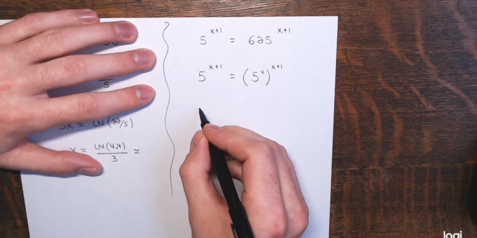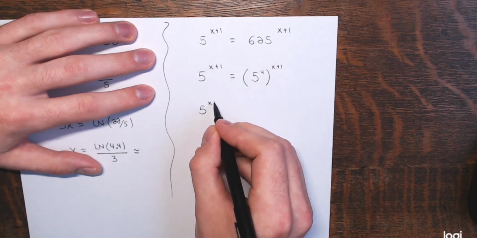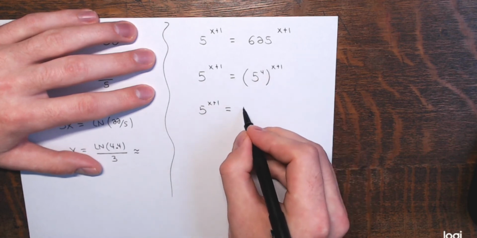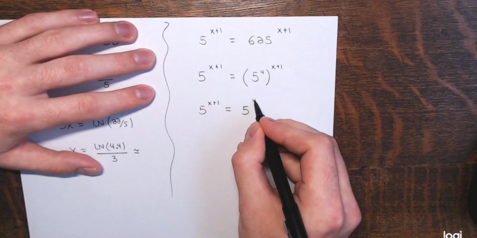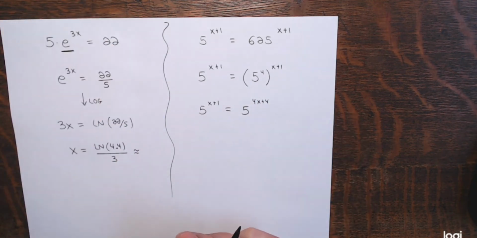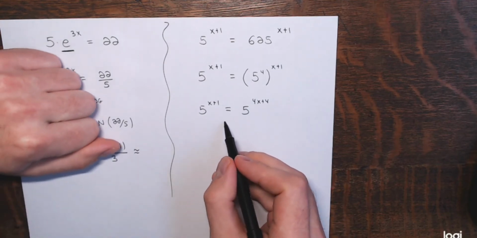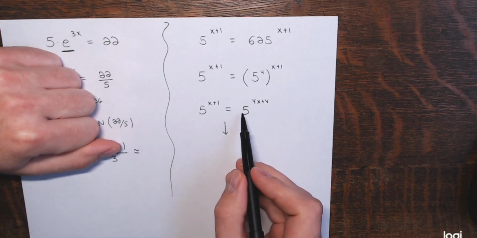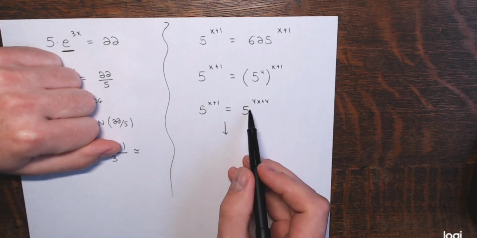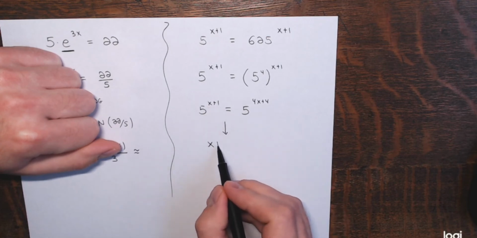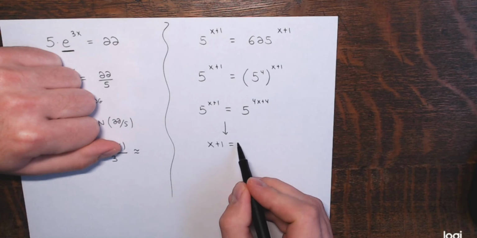So we have 5 to the x plus 1 on the left, and then power to a power, you multiply those powers. This will be 5 to the 4x plus 4. Right, 4 times the quantity x plus 1 would be 4x plus 4. That's on the right side. And then I can apply the one-to-one property. These have the same base. Single base to a power equals single base to a power, same base. So the powers must be the same. X plus 1 must be equal to 4x plus 4.